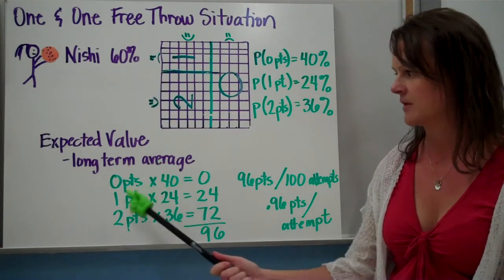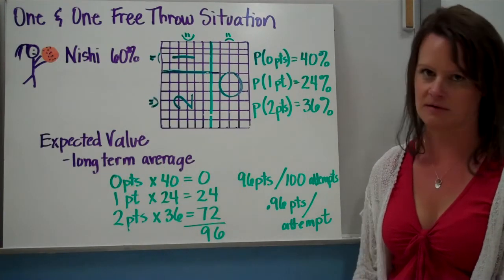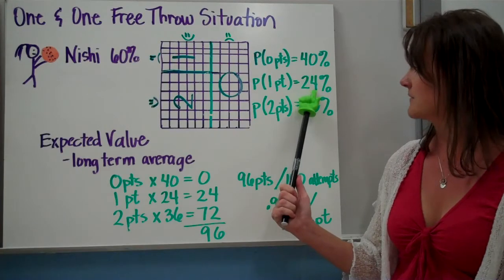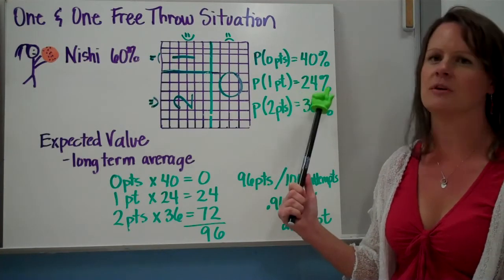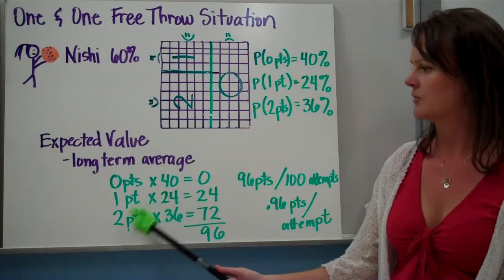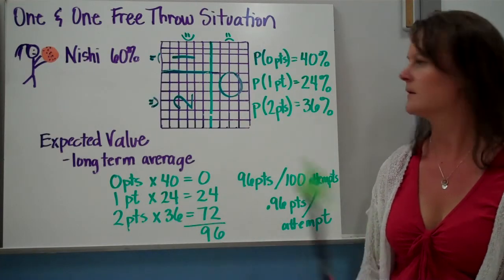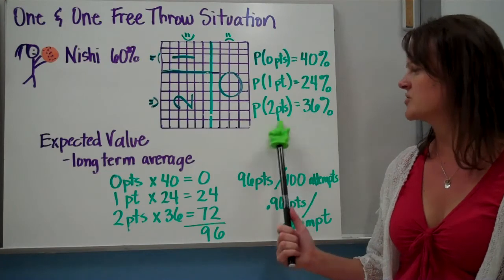So 40 times out of 100 times 0 points is, of course, 0. 24 times out of 100, think about what that means in terms of a percent, she scores 1 point, and 24 times 1 is 24. And 36 times out of 100, she scores 2 points.